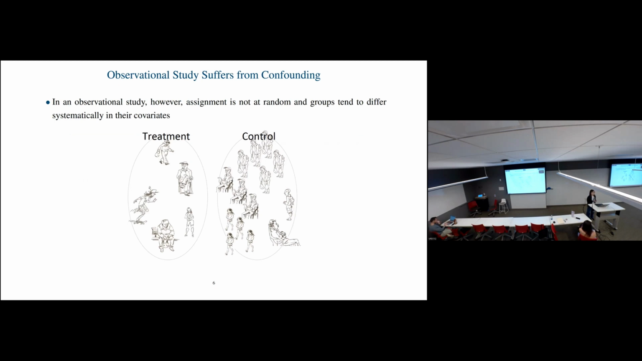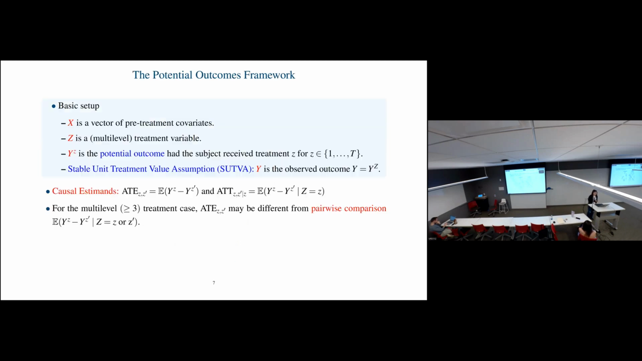And a lot of causal inference methods have been developed to adjust for the confounding when we use observational studies. And the paper used the potential outcomes framework. So here's a basic setup. We have X, that's a vector of pre-treatment covariates. Z is a multi-valued treatment variable. So it can take on values 1 to capital K.